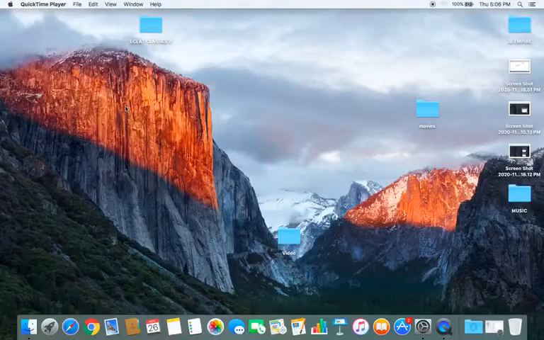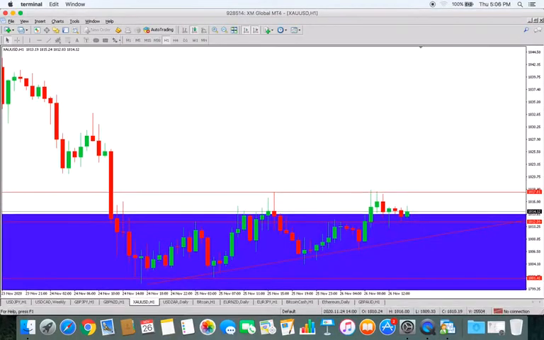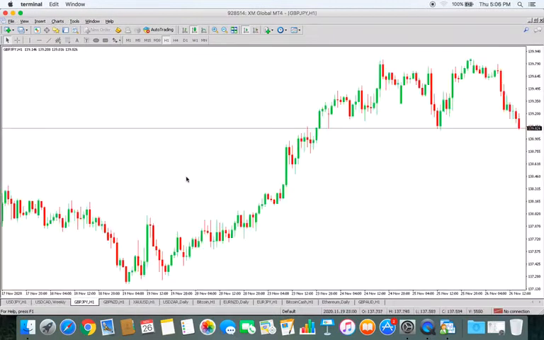We're basically going to look at resistance and support of GBPJPY, looking at its possibilities and see how we can tackle this pair. Okay, we're going to look at GBPJPY. As you can see, we are in the H1 time frame chart.